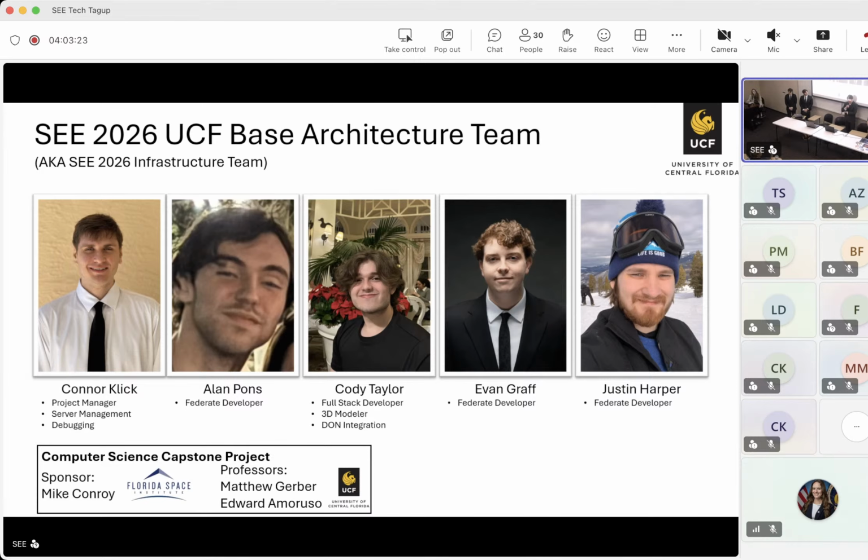And we participated in SEE as part of our computer science capstone project. Our sponsor was Mike Conroy with the Florida Space Institute, and our professors were Matthew Gerber and Edward Amarisa.